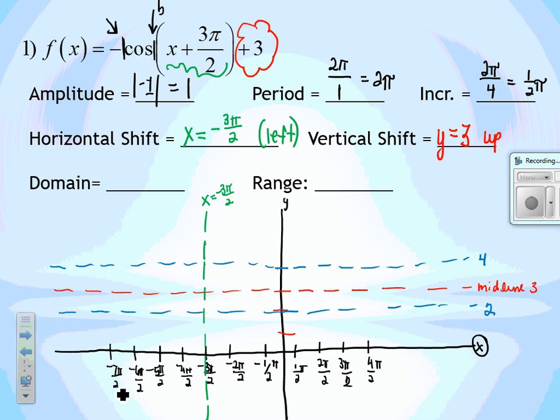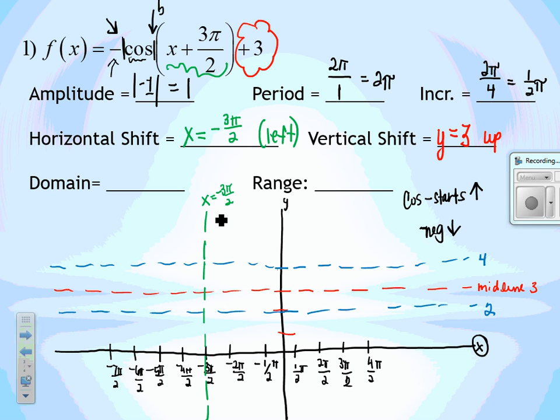That should be enough. Now I'm going to look at this and I'm going to say, oop, it's cosine. Cosine always starts high. Okay, but I have a negative out in front. That means cosine is going to start down. The negative makes the cosine start down.